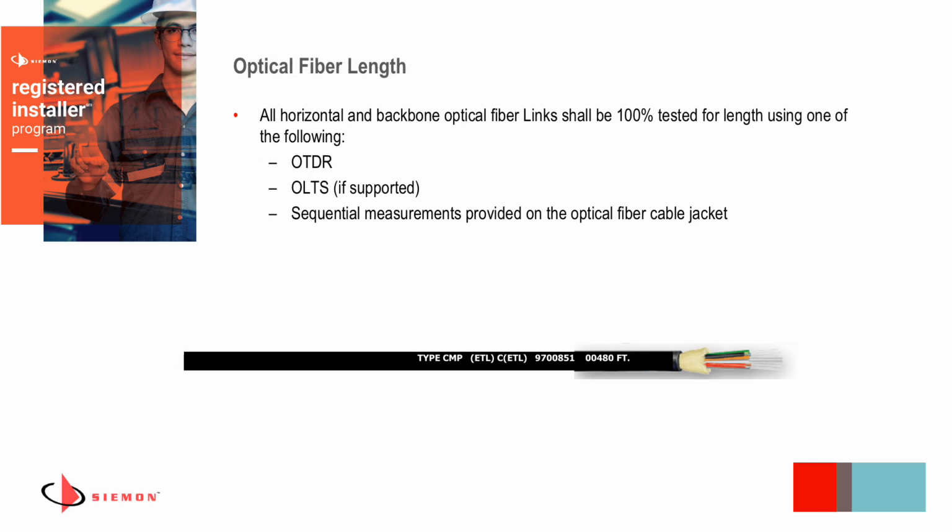Now, it's important to note that all the horizontal and backbone lengths have to be 100% tested for length, and that can be done with your optical loss test set if it's supported. If you're using OTDR in Tier 2, you can introduce that, or in the worst case, you can read the sequential measurements on the optical fiber jacket, because you're usually installing one cable from point A to point B, so you have that easily visually identifiable.